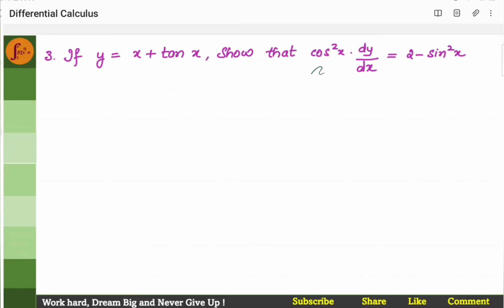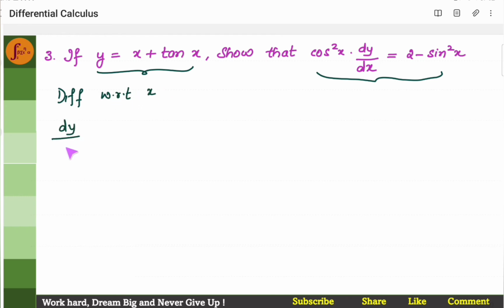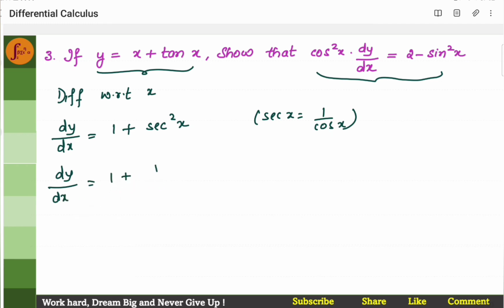Now let's take this problem. You have to prove cos square x into dy by dx is 2 minus sin square x. Let y be this. Since there is dy by dx here, we'll have to differentiate with respect to x. We have to find the derivative. So dy by dx is equal to derivative of x plus tan x. The derivative of x is 1, tan x is secant square x, and secant x is 1 by cos x. Correct? Let me write it. dy by dx is 1 plus 1 by cos square x.